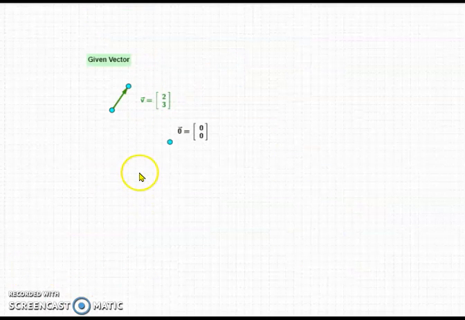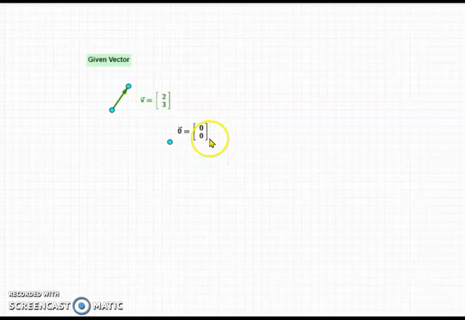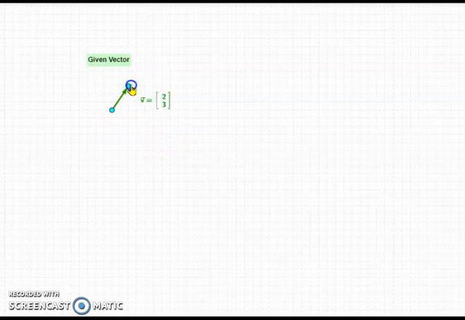This one shows that there is a zero vector, in this case in R squared. The zero vector is this vector, such that if you add this one to any vector u, the result is still the same vector. So if we add that, the result is still vector v.